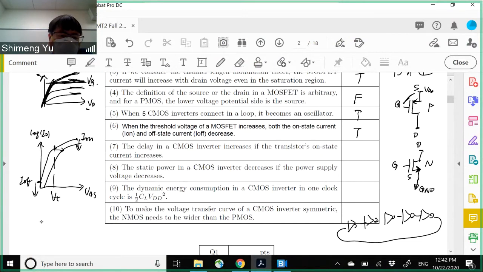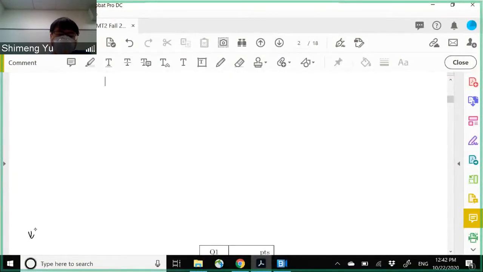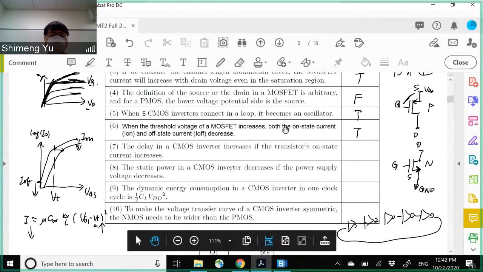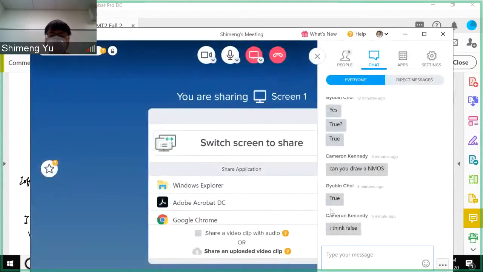Also from the on current equation, the saturation current is mu COX W over L (VGS minus VT) squared. If VT increases, then the drain current decreases. So this is for the on current. So you can also say that the on current decreases when you increase the threshold. Okay. So this one is true.